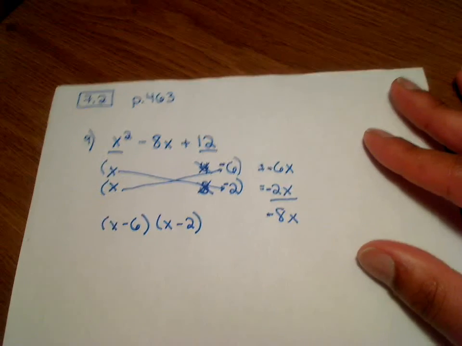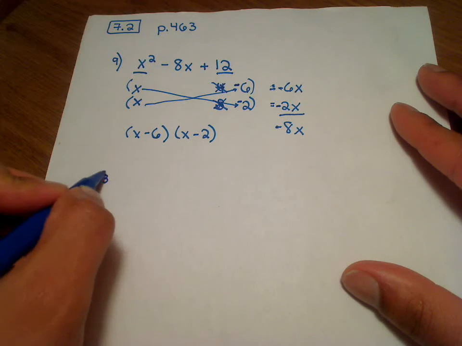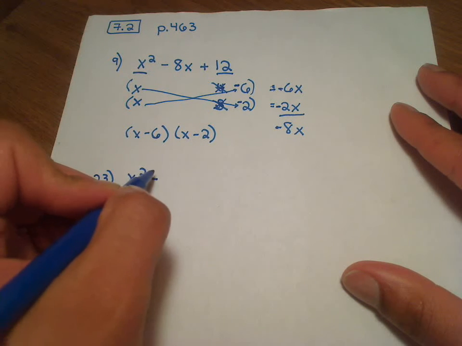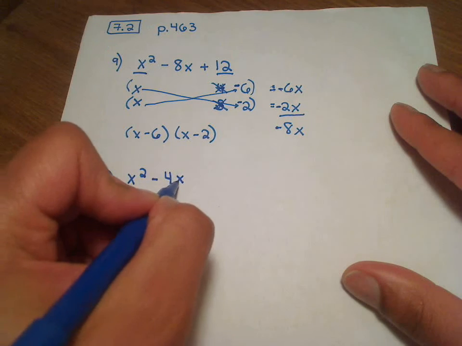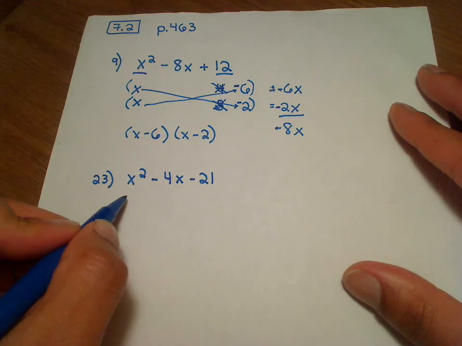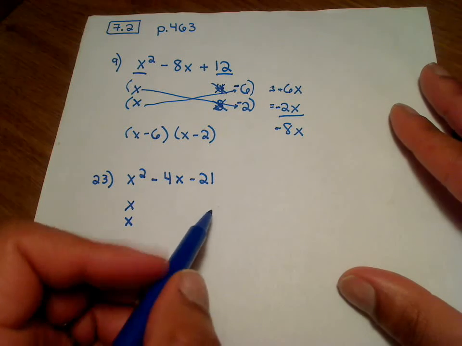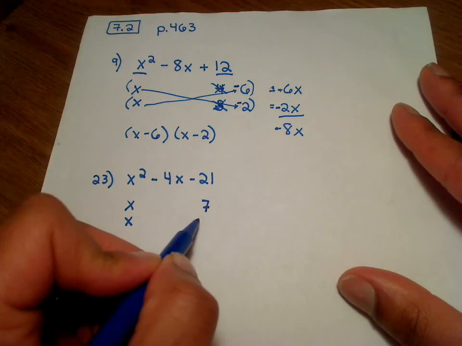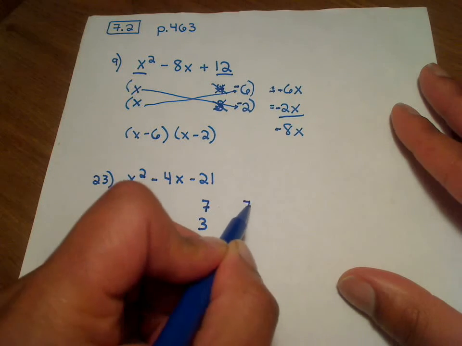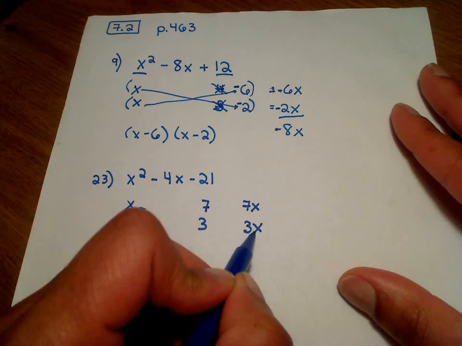Let's try another problem here. So number 23, we have x to the second minus 4x minus 21. Okay, once again I come up with my combination of x and x for this. Now here, when I come up with my two numbers, I'm going to use 7 and 3. I cross multiply this, I get 7x. I cross multiply this one, I get 3x.